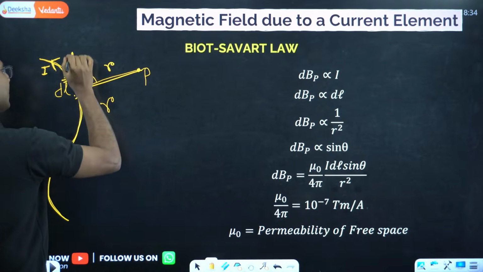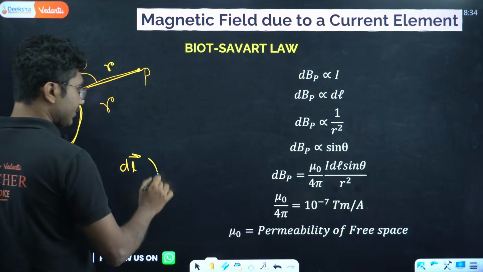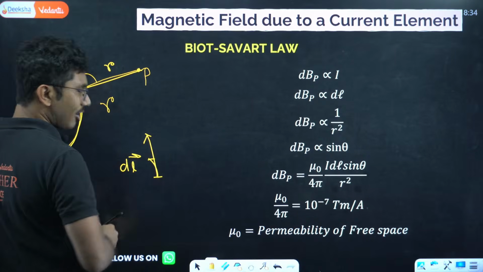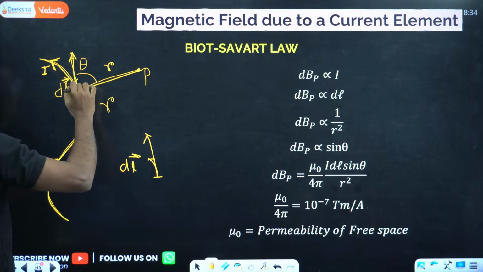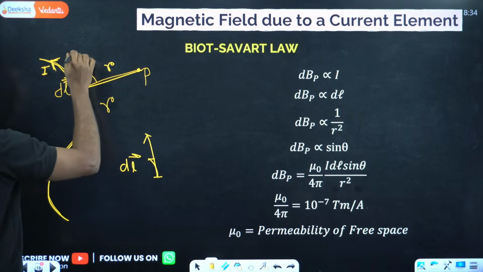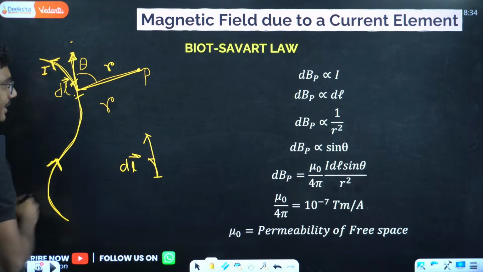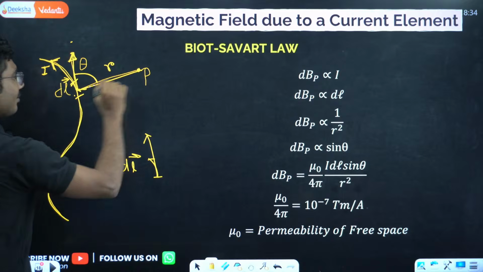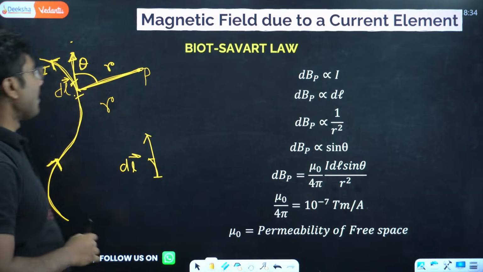Now take the direction of the dl vector. dl is a vector, so suppose this is the dl. What is the direction of this dl? The direction of dl will be along the tangent in the direction of the current. Current is in this direction, so you take a tangent at this point along the direction of the current, and this represents the dl element direction. The angle between this dl element and this position vector is theta. This angle is theta, right?